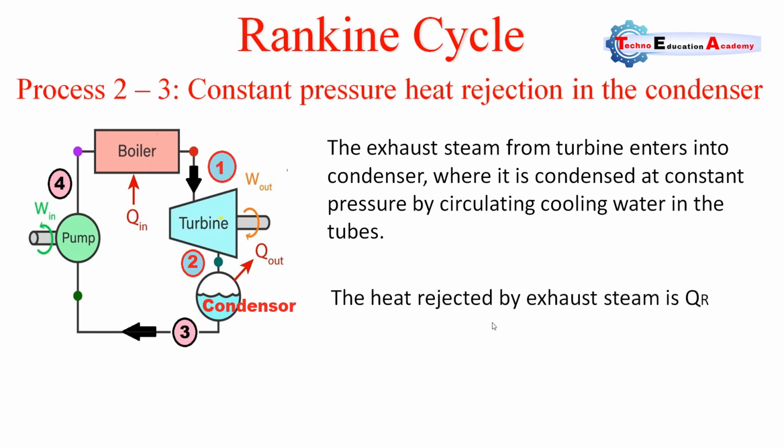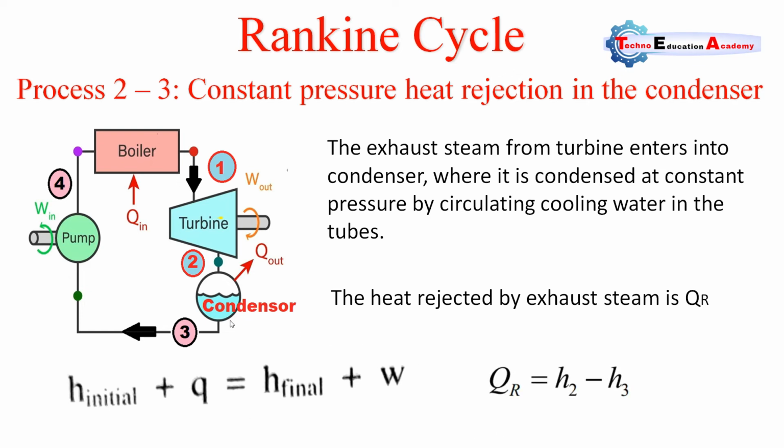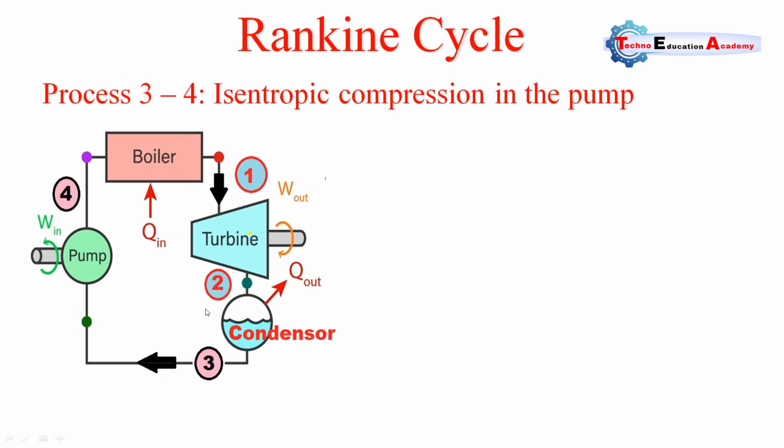The heat rejection by the exhaust steam is represented by Q suffix R. Whenever we apply the steady flow energy equation to the condenser, as we know the condenser is not an output device, so no work is produced in this device, only an exchange of heat. It will reject the heat. So QR equals H2 minus H3.